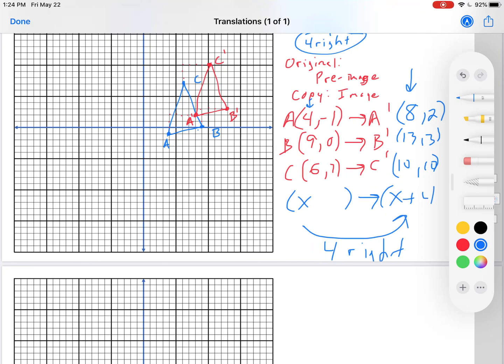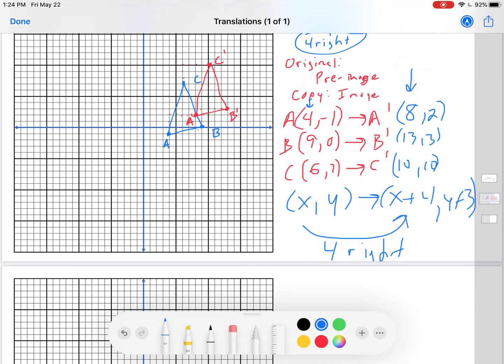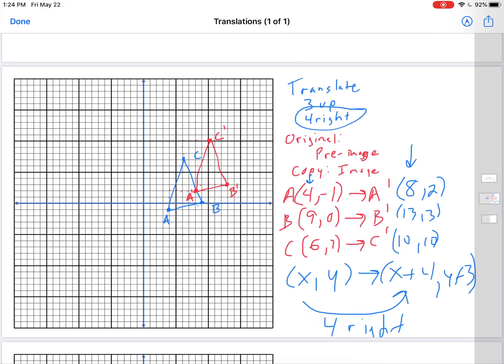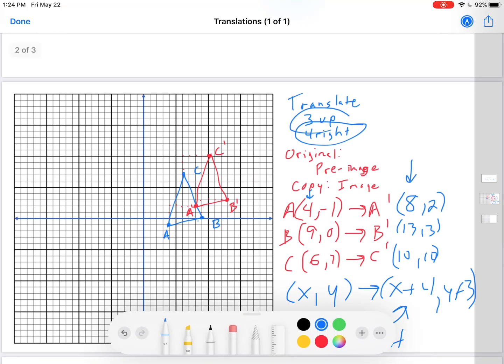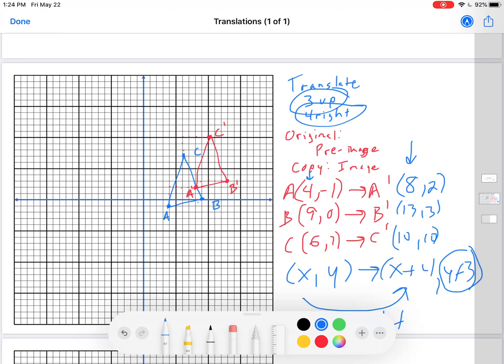Okay, what about the y coordinates? Went from -1 to 2, 0 to 3, 7 to 10. How do I go from 7 to 10? How do I go from 0 to 3? How do I go from -1 to 2? Y had to add 3. How come y had to add 3? Well, here's the y-axis going up and down. What would up be? Plus or minus? Plus 3. 3 up means it's y plus 3. Does all this make sense so far?